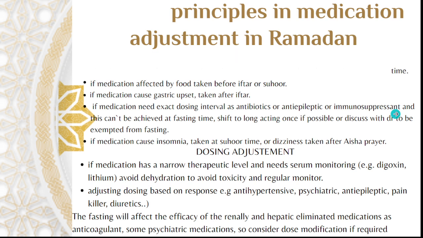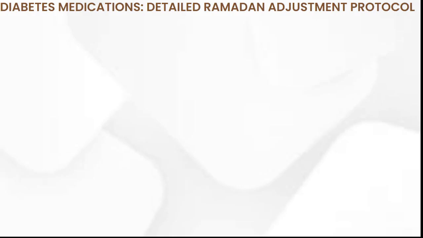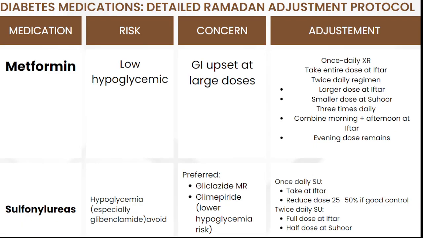Now we will go through the groups of medication according to the principles we talked about before. No need to memorize the exact dose regimen modification, but from these principles you need to discover what kind of modification you need to do. Metformin, a diabetic medication, of course, the first hero of antidiabetic medication. Metformin has low hypoglycemic risk, but the concern is that it causes GI upset at large doses. So what adjustment needs to be done?